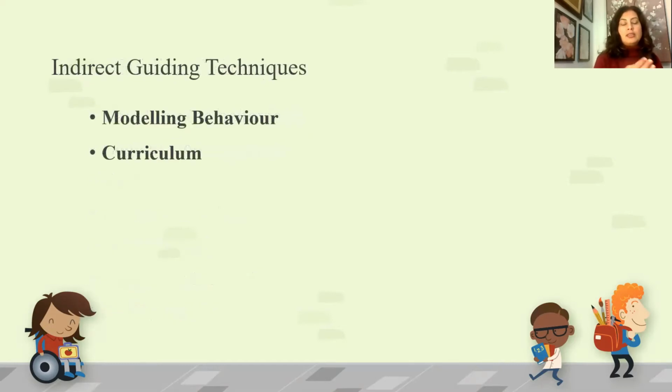These are some of the indirect guiding techniques. Number one is modeling behavior. That is modeling what you want the children to acquire. For example, if you're modeling a behavior that is inconsistent with what you want children to acquire, then you are giving mixed messages to children. The children will be confused, and usually the children will do what they see, not what they hear. So it is important for the caregivers to model behavior that they want to instill in children.